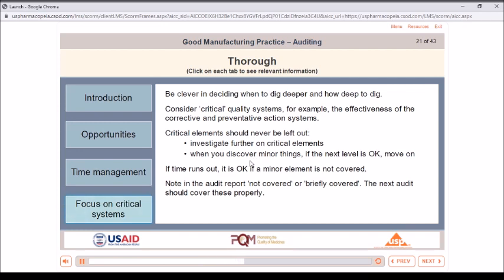When you discover minor things, if the next level is okay, move on. If time runs out, it is okay if a minor element is not covered. Note in the audit report, not covered or briefly covered. The next audit should cover these properly.